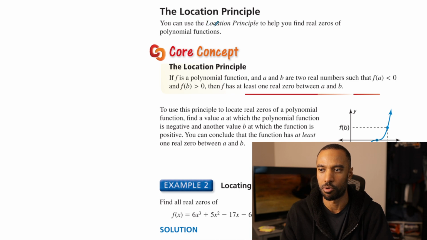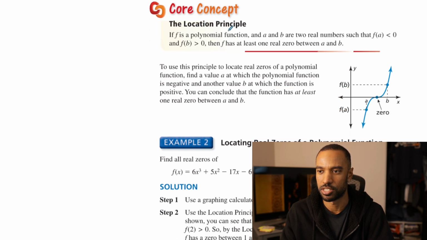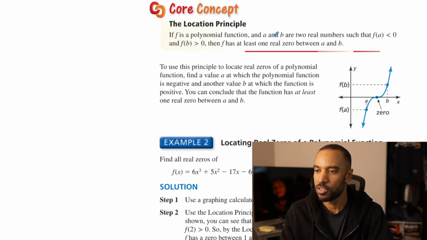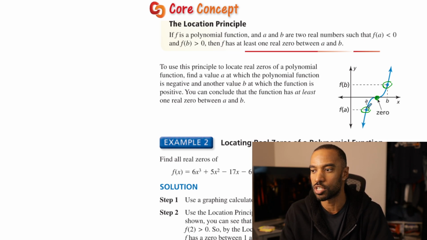It's a pretty straightforward process. You can use location principle to help you find real zeros of polynomial functions. And the core concept is like so. If f is a polynomial function and a and b are two real numbers such that f of a is less than 0 and f of b is greater than 0, then f has at least one real zero between a and b. What they're saying is polynomials are continuous, and if you're going to go from negative to positive, somewhere in between you have to hit a 0. That's what they're telling you.